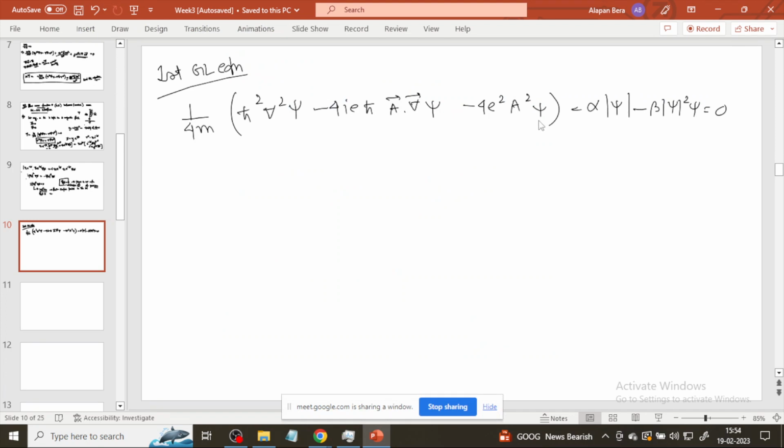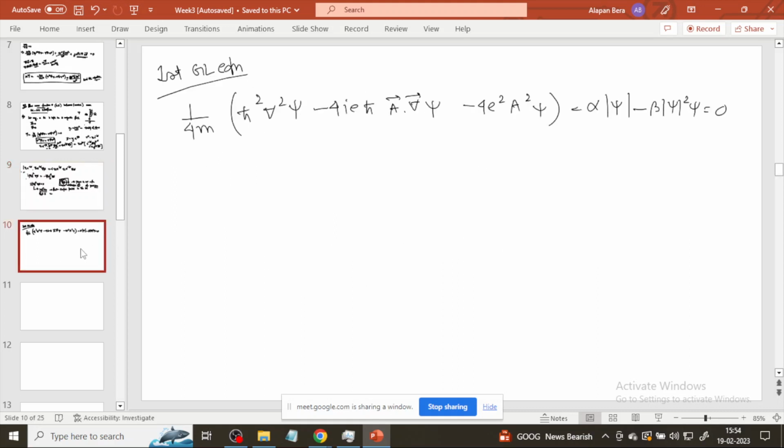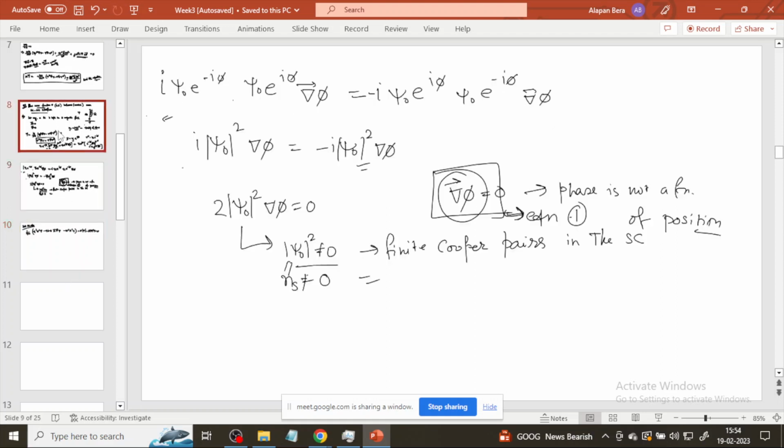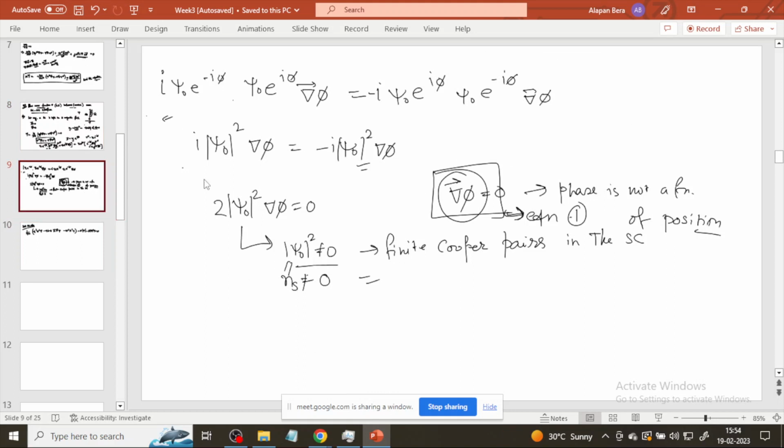So what did we say? We showed that this term is basically not 0 and this gradient of psi is 0. So when this gradient of psi is 0, we have got our result number 1. This result we will use later to show the behavior of the wave function, how it behaves near the superconductor normal interface. So to do that we need this result. So this is our result number 1.